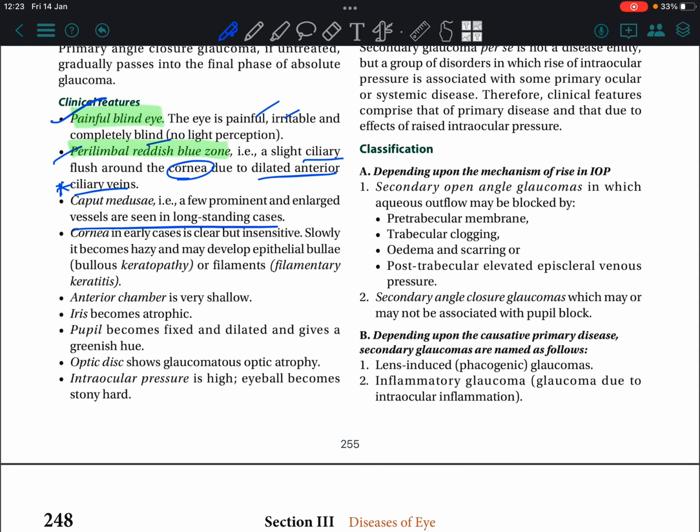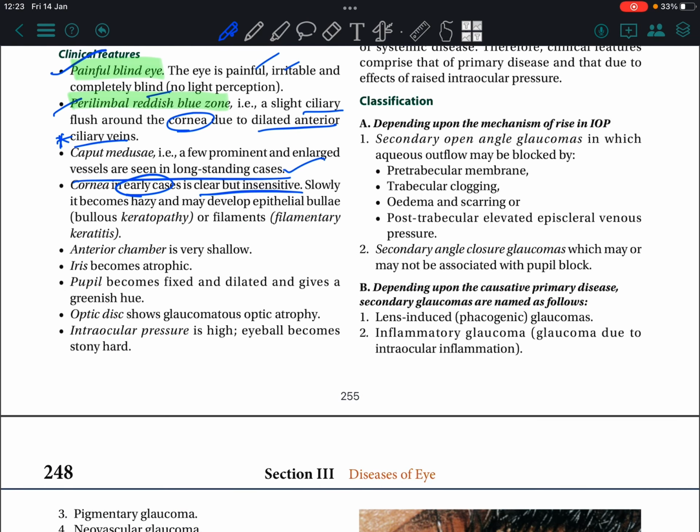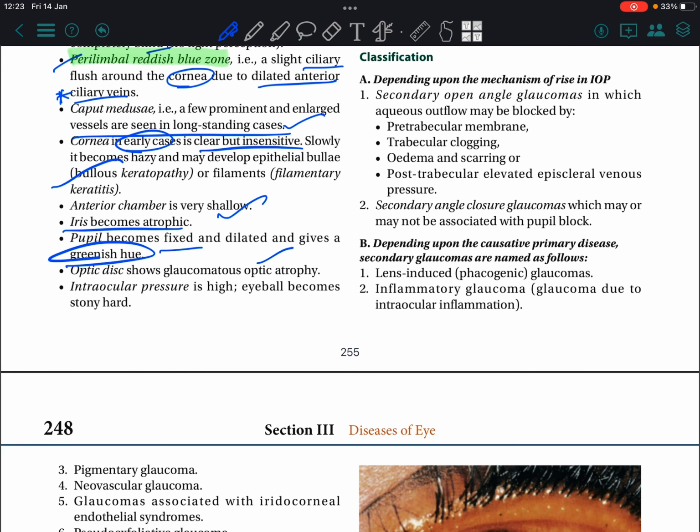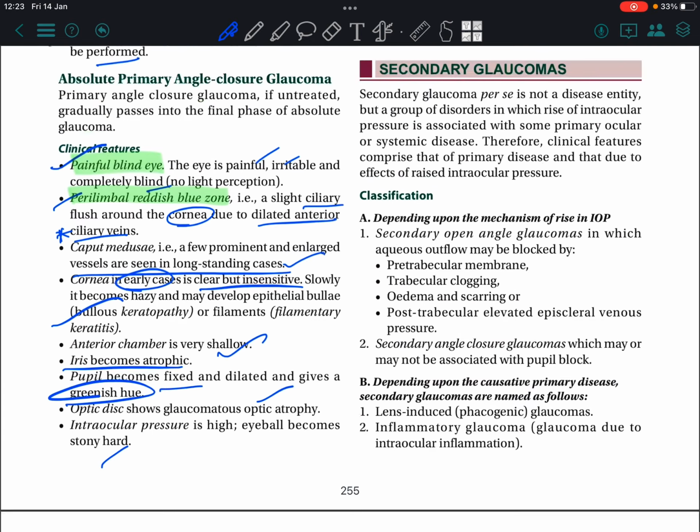The cornea early in cases is clear but insensitive. Slowly it becomes hazy and may develop epithelial bullous keratopathy or filamentary keratitis. The anterior chamber is very shallow. The iris becomes atrophic. The pupil becomes fixed and dilated and gives a greenish hue. The optic disc shows glaucomatous optic neuropathy. Intraocular pressure is high, and the eyeball becomes stony hard.